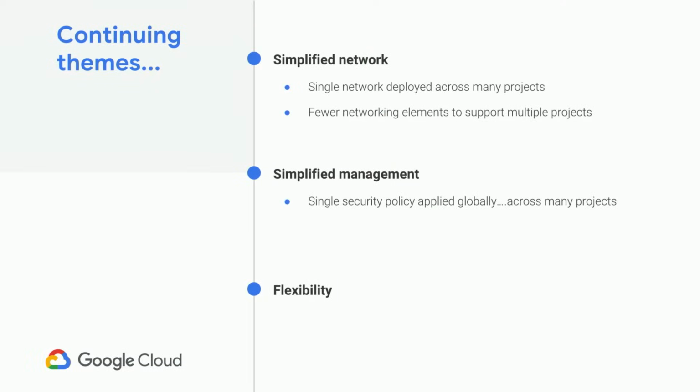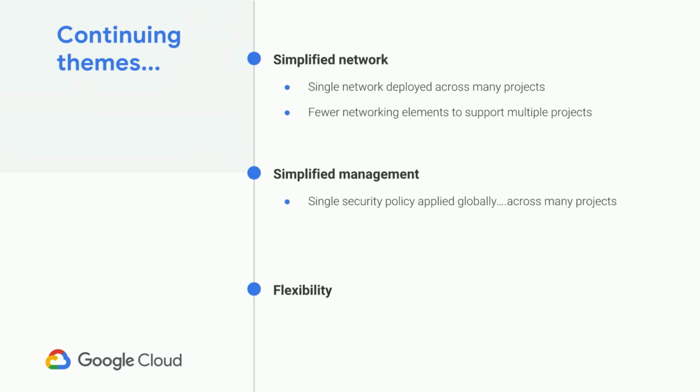So again, simplifying the network. You're now able to deploy that VPC across many projects. You could have a single project with a shared VPC, and another single project with a shared VPC, but this allows you to have just one project and push that shared VPC to hundreds of them. As we talked about before, there are fewer networking elements, because I'm building the routers and the subnets in the host project itself and in those VPCs. I'm not having that continued sprawl of things. And simplified management: you have one security policy that you're managing across hundreds of projects.